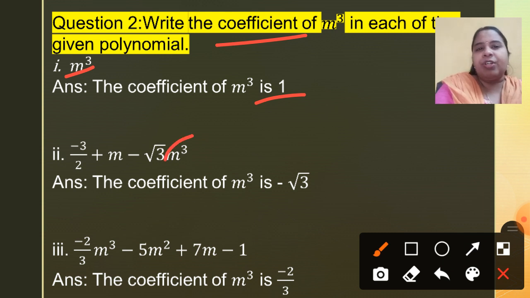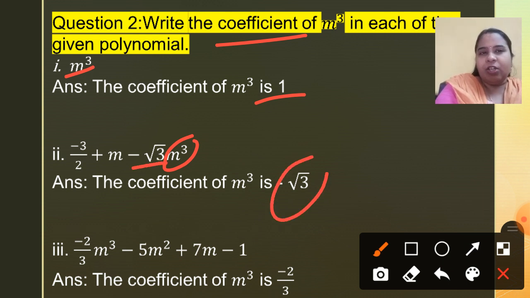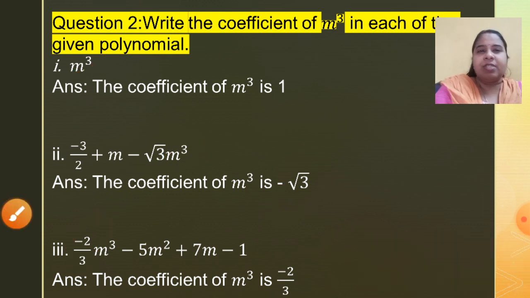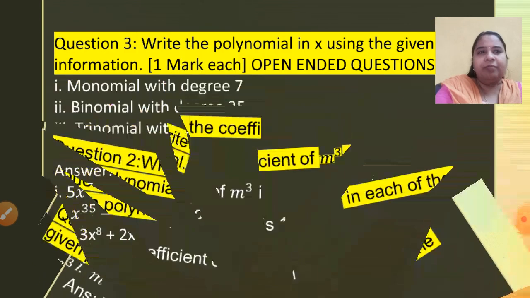What is the coefficient of m cube in this case? Just have a look. Root 3 is written, but you have to take it along with the sign, so it is minus root 3. Same way, m cube, what is the coefficient in this? Minus 2 upon 3. I hope all these three very easy sums are understood. If it is asked, it can hardly be asked for 1 mark, where you have to search for the coefficient of m cube. Okay, so write it quickly.